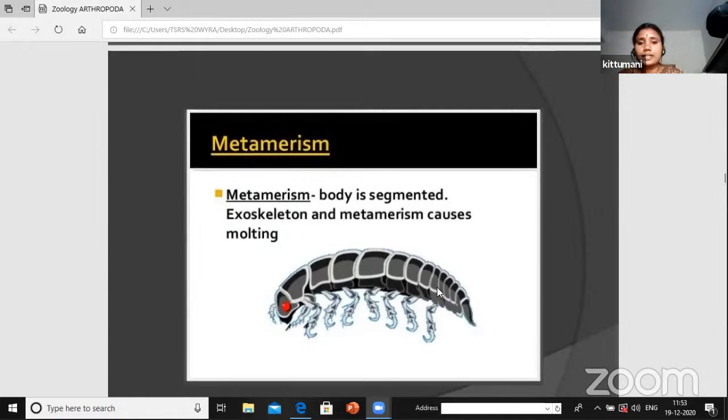They show the exoskeleton and metamerism, which cause the molting. This is also very, very important, molting or ecdysis. Okay, it removes their exoskeleton. The exoskeleton material, like chitinous material, is not a live tissue, it is a dead one. So it does not show any growth. That's why the organisms of the Arthropoda show the molting of that exoskeleton, meaning removing of that exoskeleton.